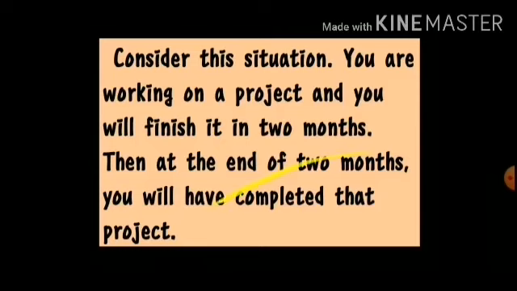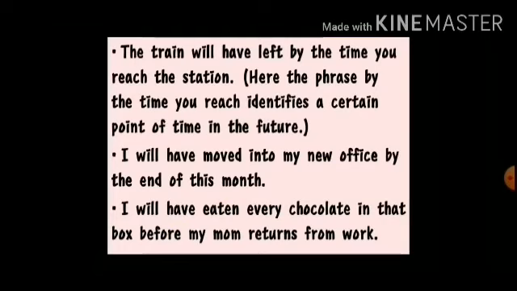Okay. Now see the other examples. The train will have left by the time you reach the station. So here we have given the phrase "by the time you reach" that indicates a certain point of time in future. So instead of using the future time expression "by next month" or "by next week," we are giving a future situation, a future action. We are telling a shorter future action.